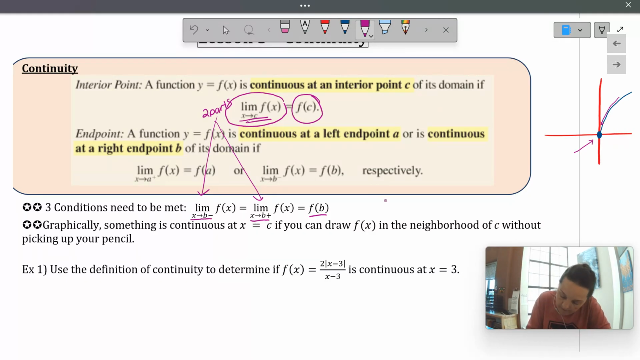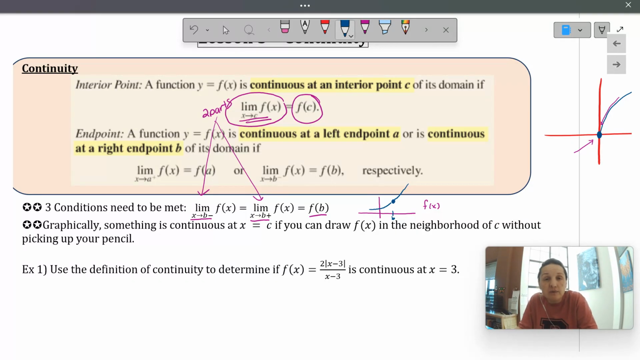And here's how that looks. It basically says, if I have a function, f of x, and here's x equals b, and if I come at b from the left, and b at the left equals some value, and then if I come at b from the right, and I equal the same value, and then I say not only that, the limit from the left and the limit from the right match up, but I guarantee you that that dot is filled in, then that function is continuous. Okay? And then graphically, something is continuous at x equals c if you can draw f of x in the neighborhood of c without picking up your pencil. All right?